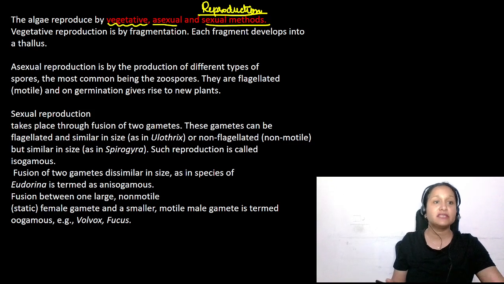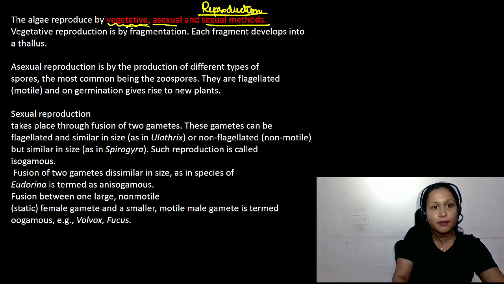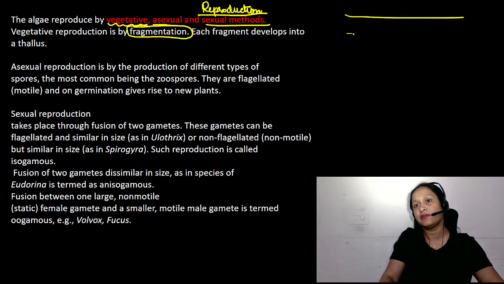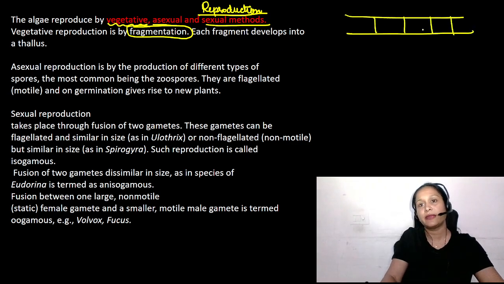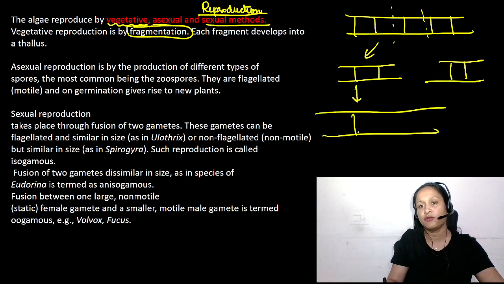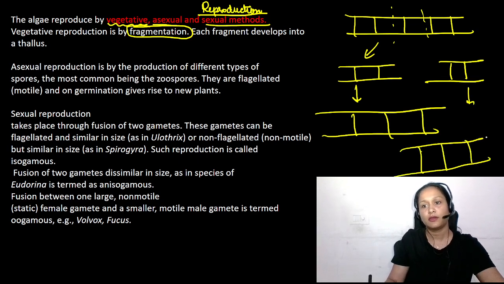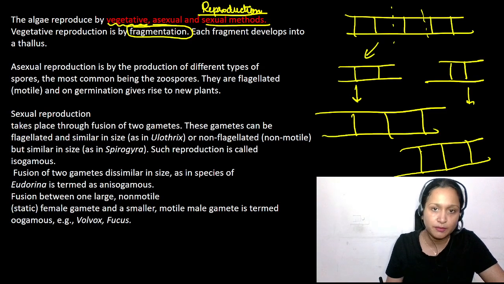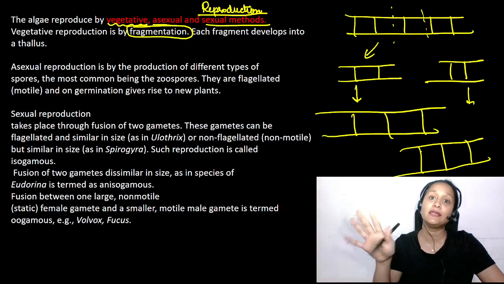So number one, vegetative. Vegetative is by fragmentation. Suppose this is a fragment of an algae, right? Now this fragment gets broken down into numerous pieces accidentally. So each and every fragment is capable of forming a new individual. Okay, so the first one, fragmentation. This is a vegetative means of reproduction. A vegetative part is helping in reproduction.